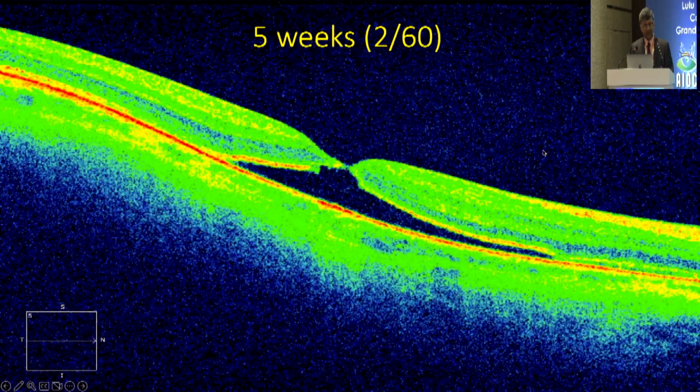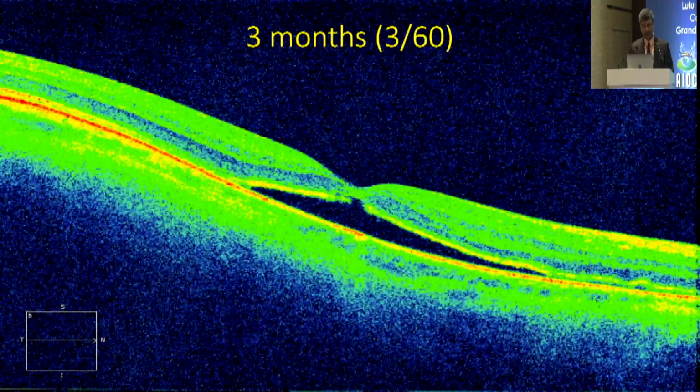At 5 weeks, the lips are in contact with each other. Visual acuity improved to 2/60. There is still subretinal fluid. At 3 months, that reduces a little bit, but vision has improved to 3/60. So there was a 300% improvement in vision. The patient was happy. We were happy looking at the pictures and the vision.